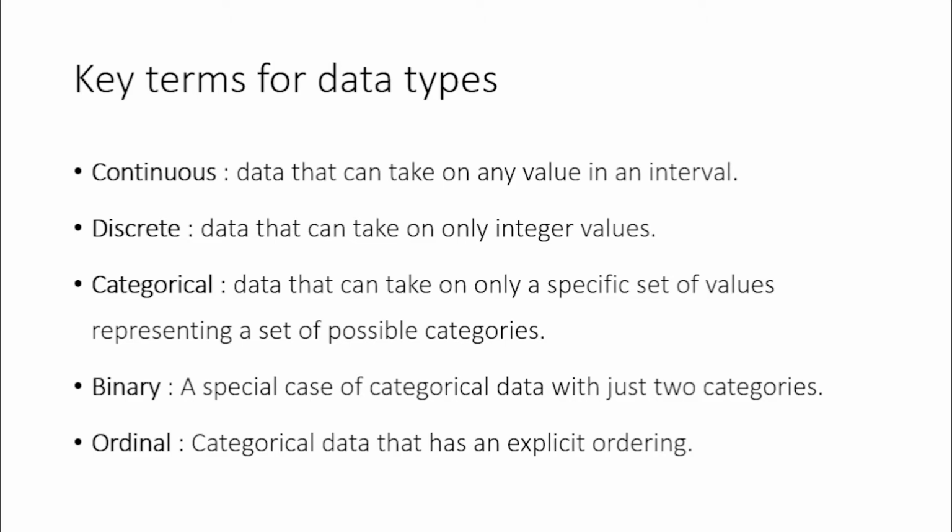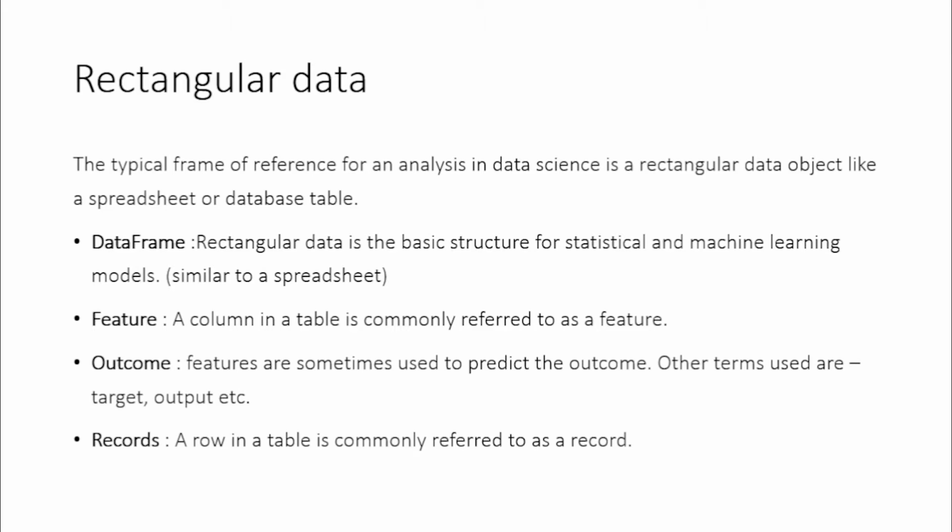So let us now move on to the next part. This is rectangular data. One example of rectangular data would be a spreadsheet or a pandas data frame. When we are storing data in the format of rows and columns, we call it rectangular data.